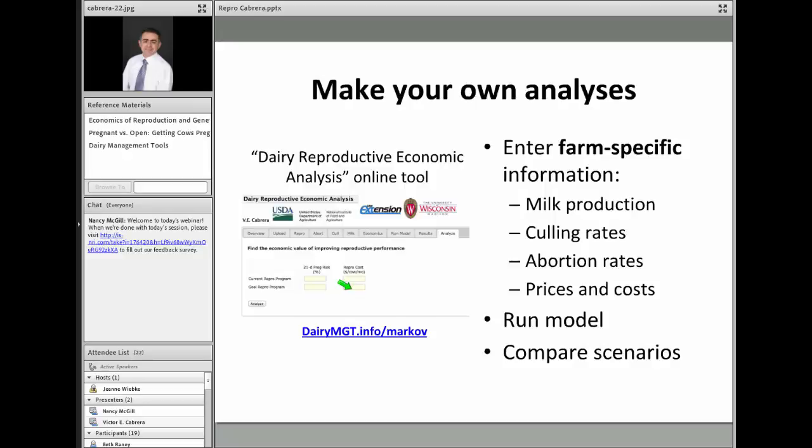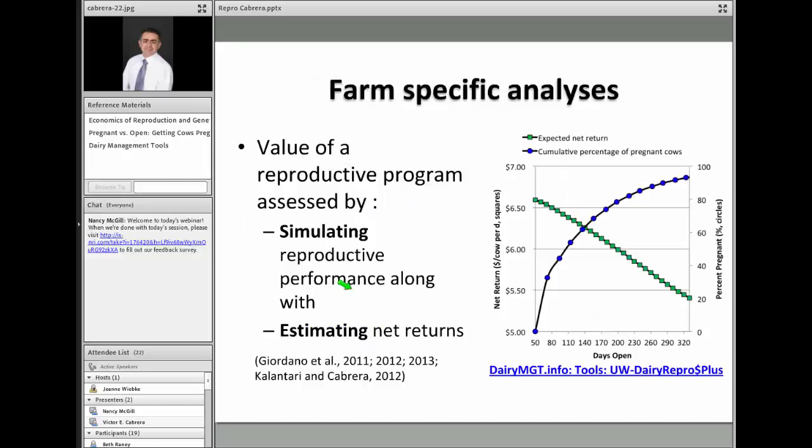But after you do that, likely farms and farm practitioners would like to do a more fine-tuning analysis. And for that, we have another tool I have shown you already, but we're going to discuss in more detail right now. This tool is called UW Dairy Repro Dollar Plus.